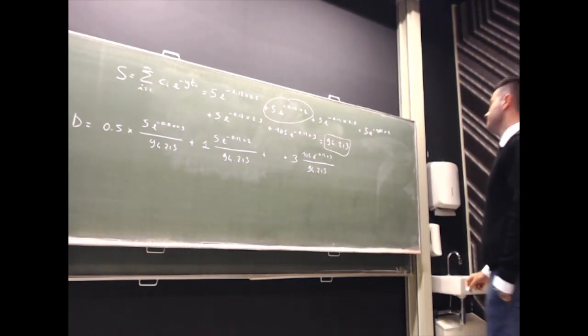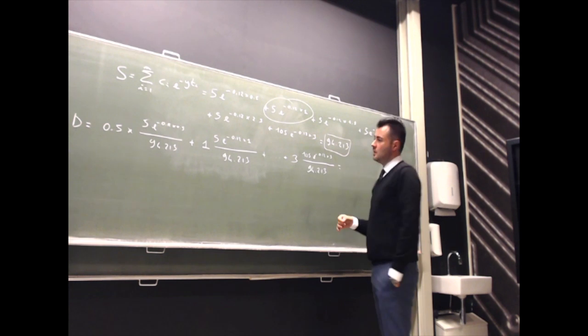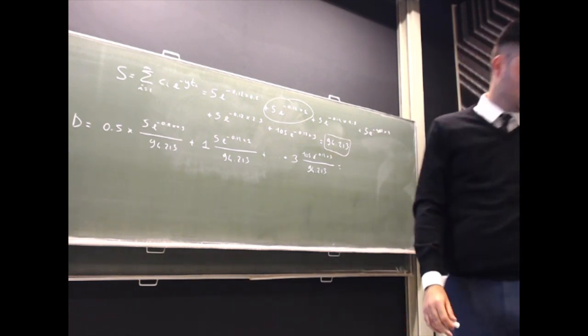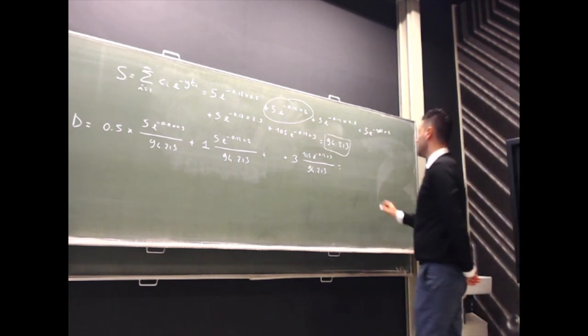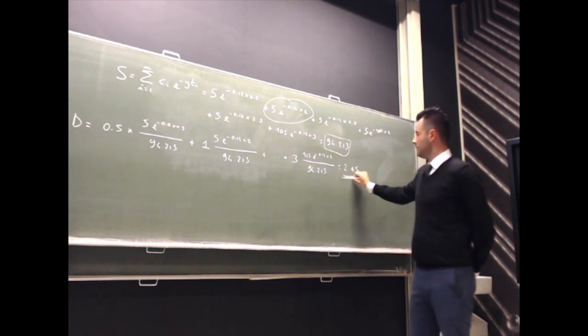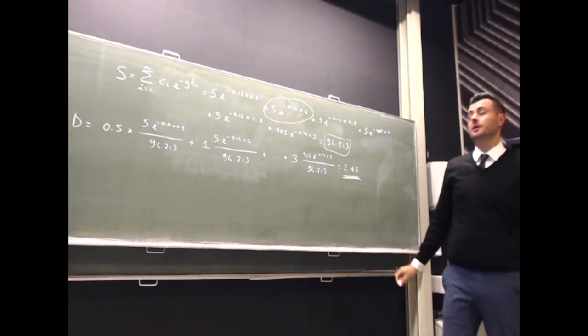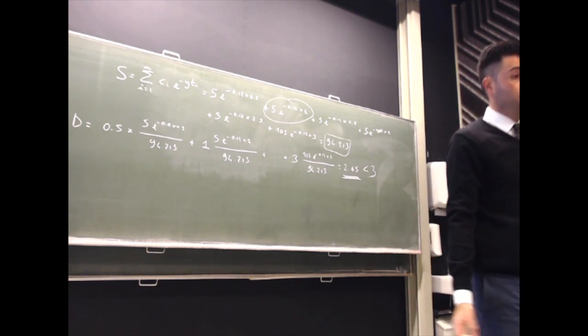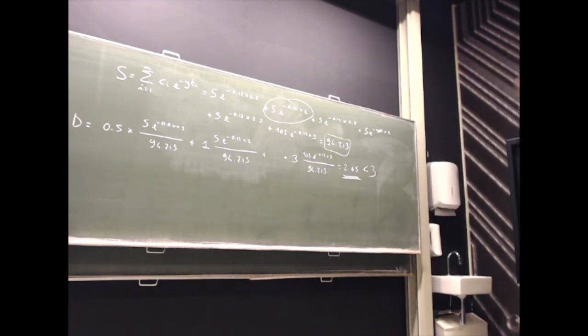Okay? If I perform this computation here, the duration I get is 2.65. And you see that 2.65 is smaller than 3. That will be the duration of a 3-year zero coupon bond.